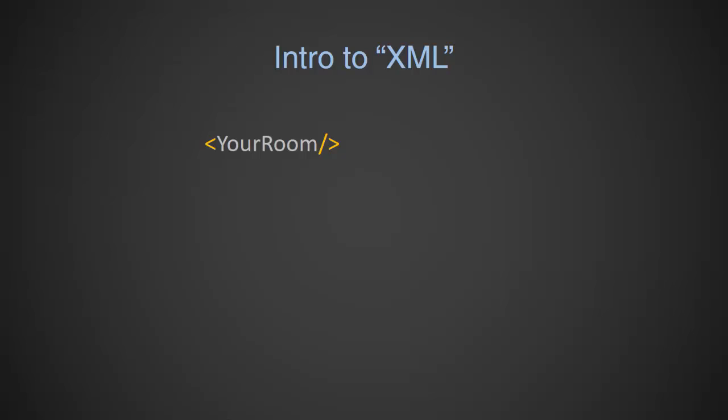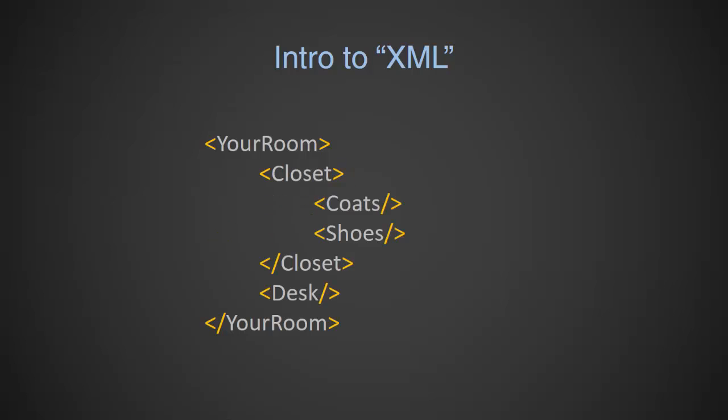Pretty easy to understand, but what if we were going to tell what is inside your room? In this case, you need to take that forward slash and write another object with the same name that starts with a forward slash, like this. This is actually exactly the same. Your room starts in the first line and your room ends in the second line. The only difference now is that you can put other objects inside your room, like a closet and a desk. And if your closet contains something, you'd say you have coats and shoes in there. This was half of the XML you just learned.